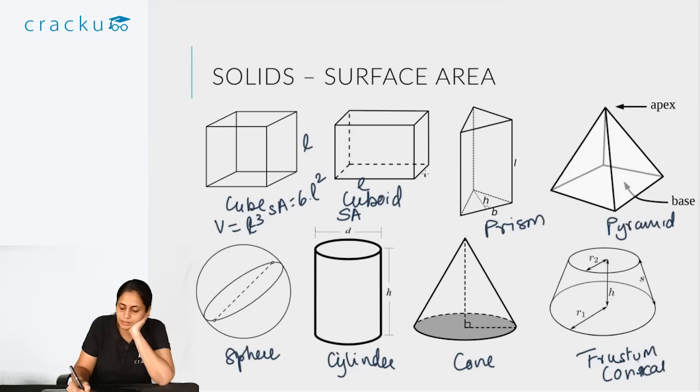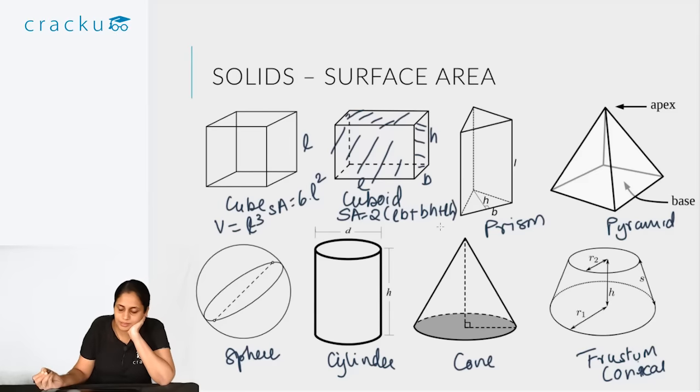Suppose this is length, this is breadth, and this is height. So there are two rectangles of each type. There is one rectangle here that is length times height, there is one rectangle here that is breadth times height, and there's one rectangle here that is length times breadth. So there are two such faces for each of them. So the surface area is 2 times (length × breadth + breadth × height + length × height). That is the surface area.